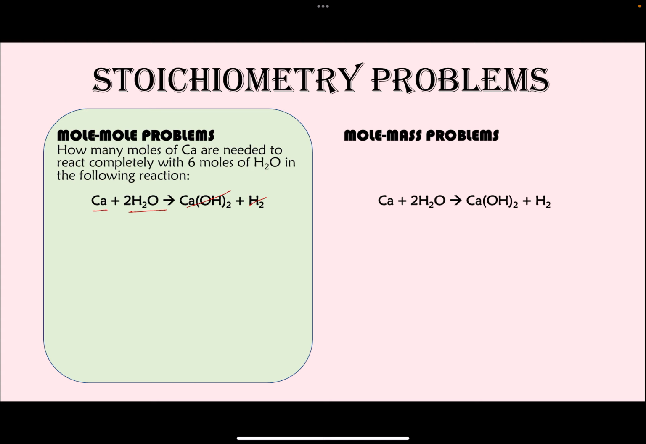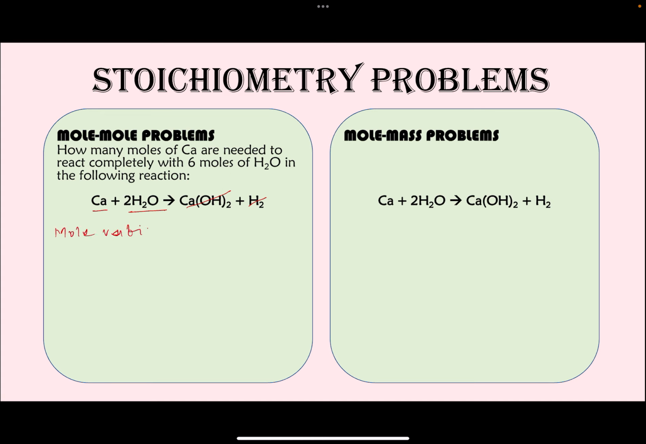So if you want to go from moles of water to moles of calcium, the first thing that we want to do is figure out the mole ratio. The mole ratio between calcium and water is that for 1 mole of calcium, we are using 2 moles of water. Okay, and so the second thing that we want to do is set up a proportion, or set up a dimensional analysis kind of thing.